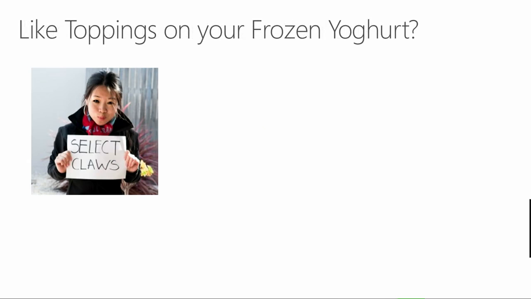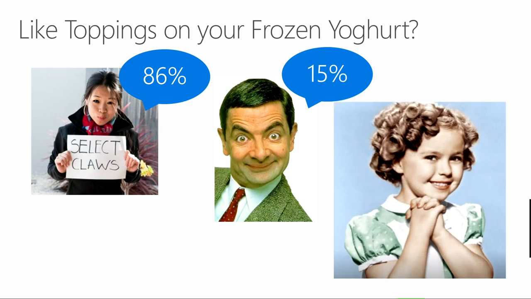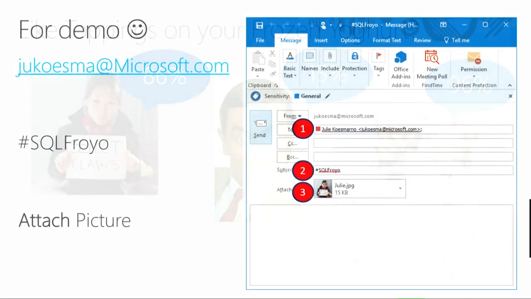So this is me a while back. I want the app to predict, oh yeah, Julie would like toppings probably 86% of the time, or the likelihood is 86%. How about Mr. Bean? Probably 15%. How about Shirley Temple, maybe back then? 96%, right?